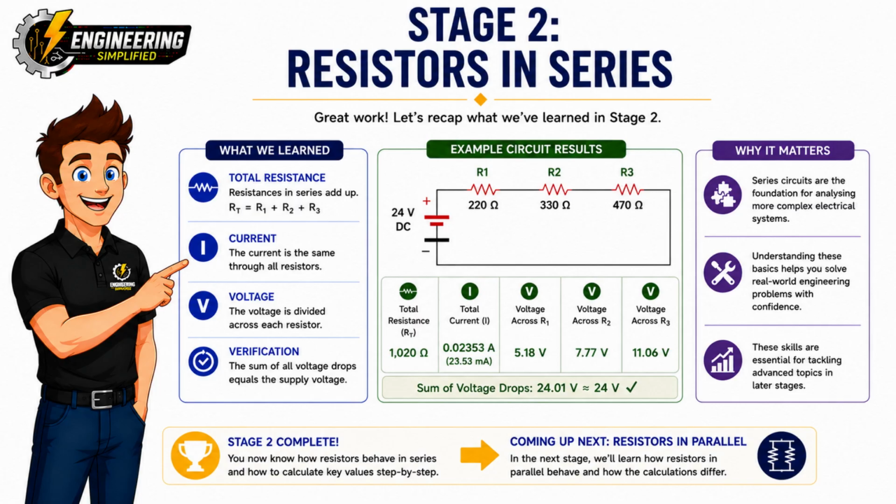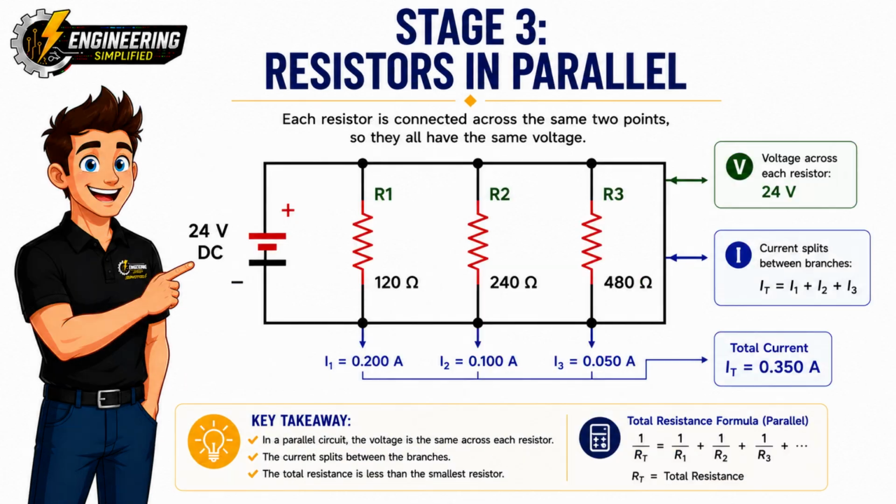These might seem like simple rules, but they're used every day by electrical and electronic engineers when designing and troubleshooting real systems. Once you understand series circuits, you have a solid foundation for analyzing much more complex networks. In the next stage, we're going to introduce parallel circuits. You'll see that while the components may look similar, the behavior of the circuit is completely different. Instead of the current staying the same, you'll learn how it splits into different branches, while the voltage remains the same across every branch. Let's move on and discover how parallel resistor circuits work.